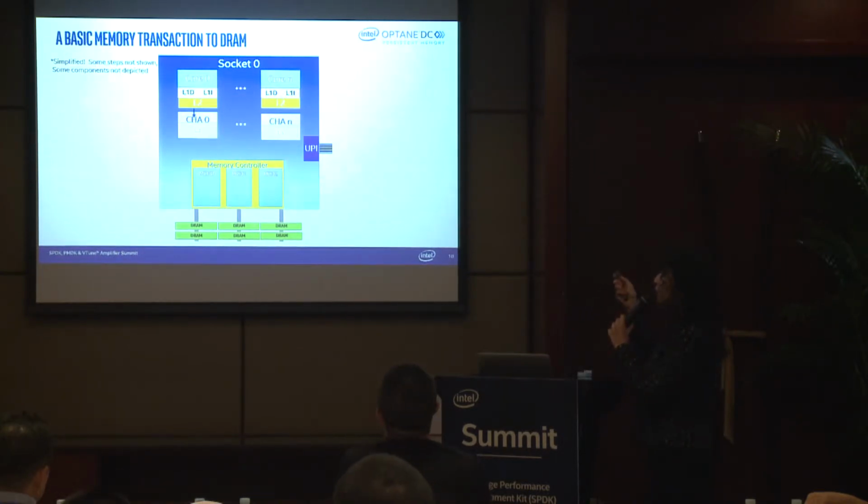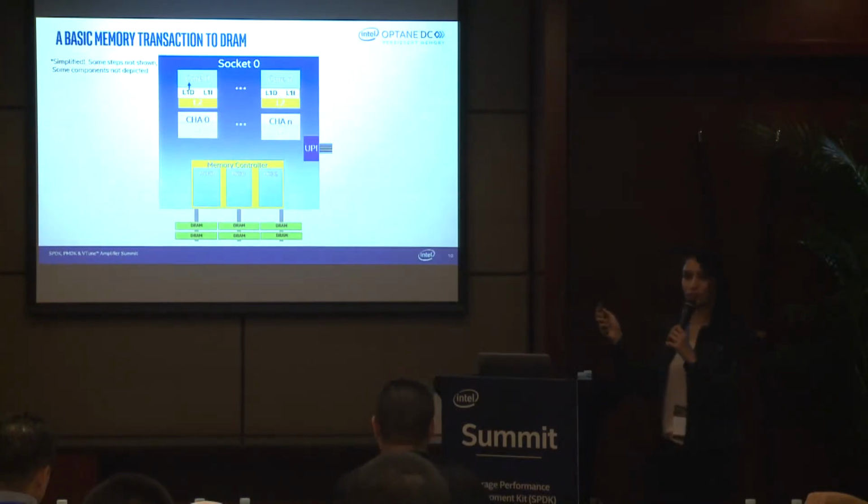Now the CHA checks the L3 cache and the snoop filters, and it's going to be a miss in the L3 cache. Even if it is a miss in the L3 cache, the request is sent to the memory controller, and the CHA knows which memory channel it has to send it to as well. Then it goes to the DIMM, and the data is retrieved and sent all the way back to the core. Clear so far?